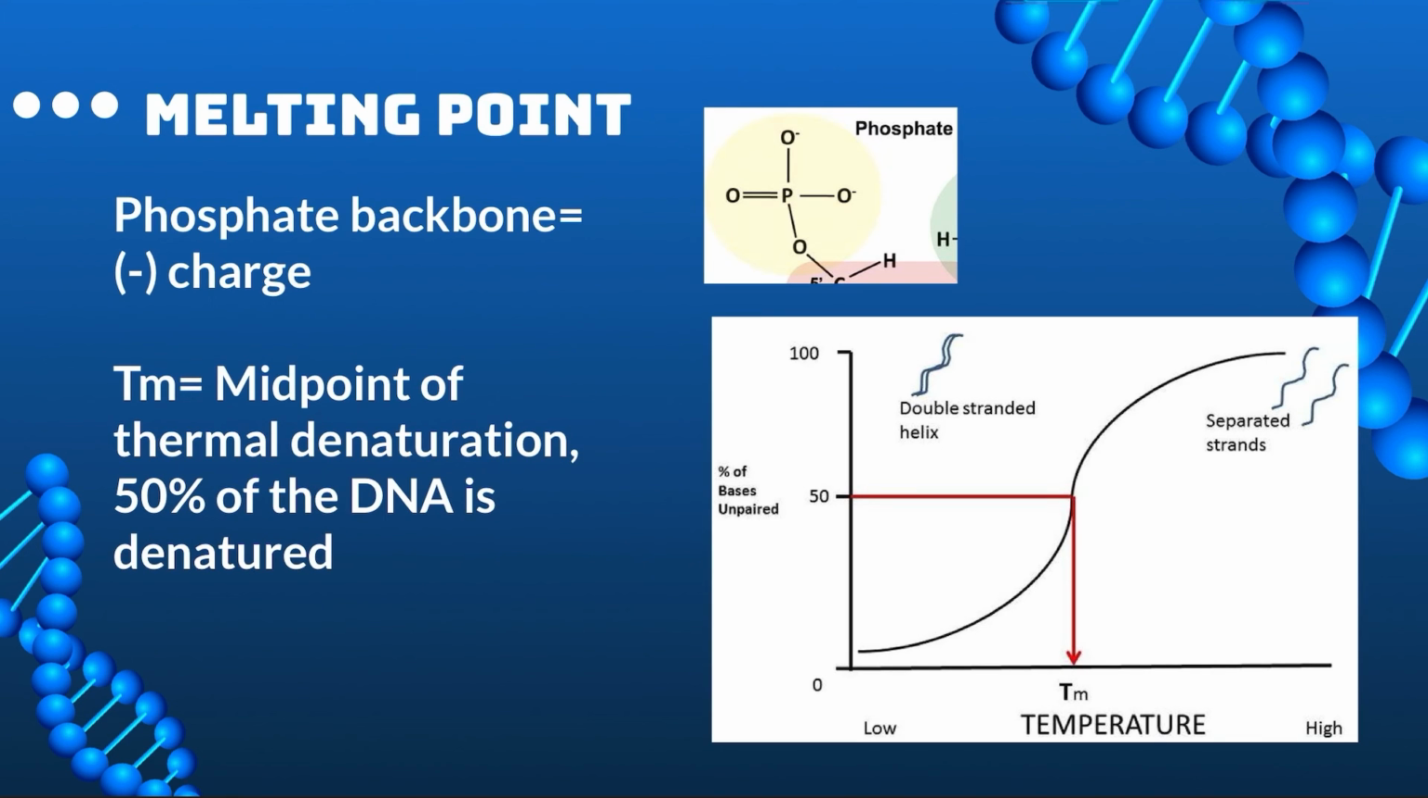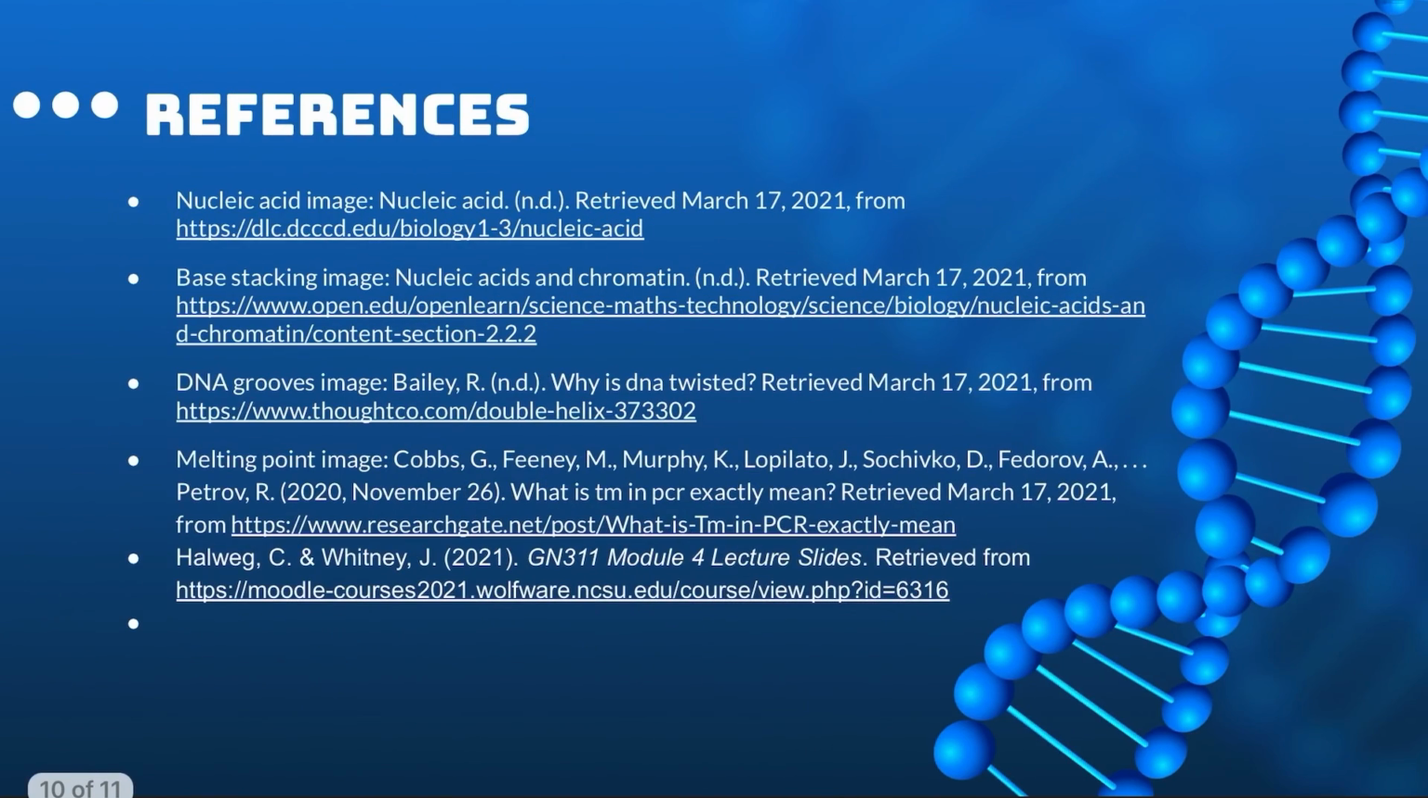The midpoint of thermal denaturation is called Tm. This is basically just the point at which 50% of the DNA is denatured or broken apart, and using a salt solution buffer increases the DNA's Tm.